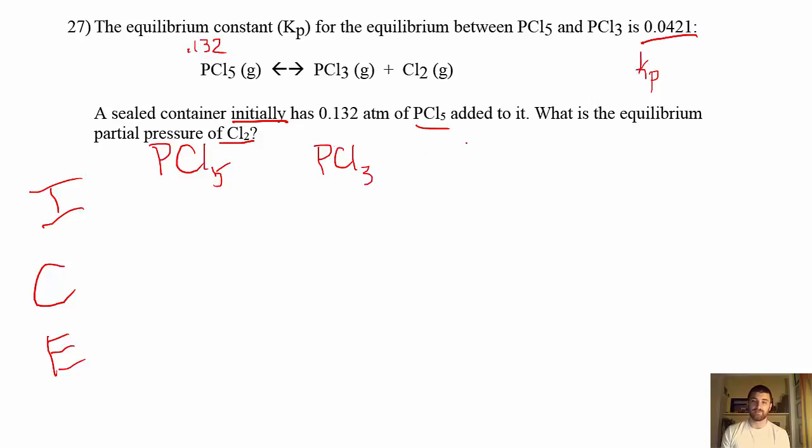So I'm going to draw out my ICE box so that I can fill it in. So initially you got 0.132 atmospheres of PCl5. All right, this is going to be a great problem. You guys are going to love it. And that's all I start with.